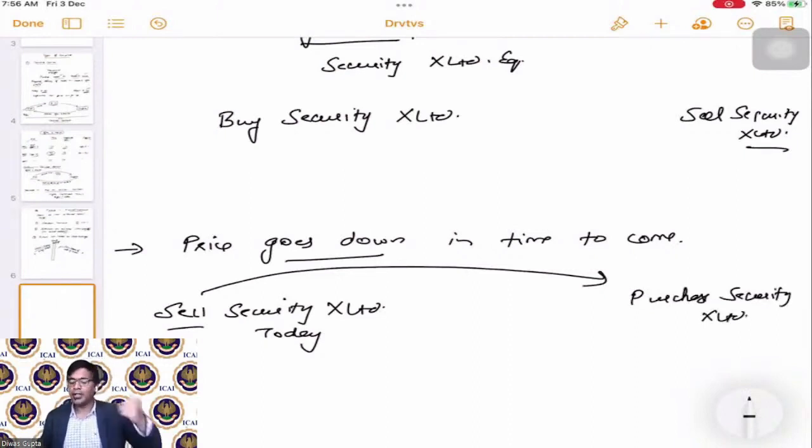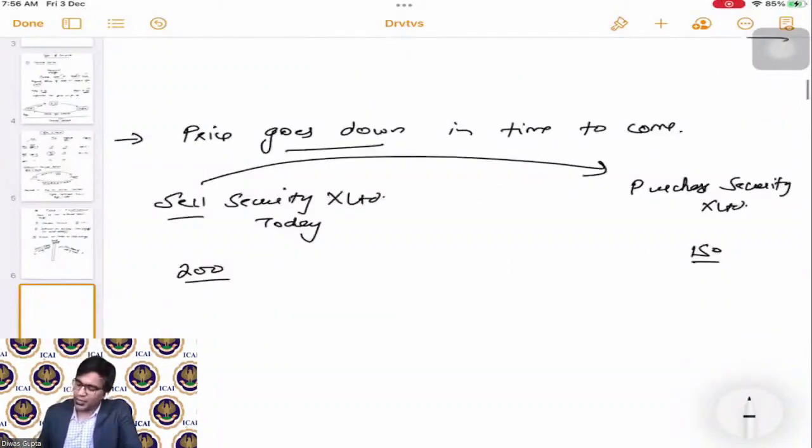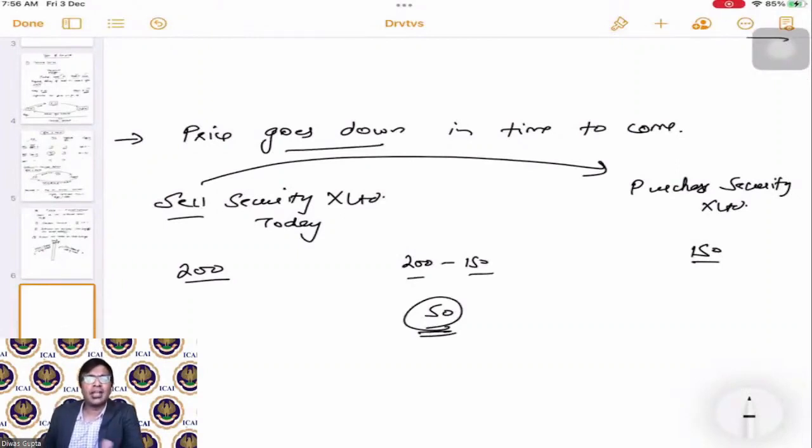Now, for example, today the price is how much? 200. There is information that the price will go down. Let's say it goes down to 150. Now, what is the profit out of it? The profit is 50 rupees, because I have sold at 200 and purchased at 150. The net profit is 50. Now, many of you would be wondering, how can I sell what I don't have? How can I sell what we don't have? Correct. Because I'm telling you to sell first and buy later. How can that happen?